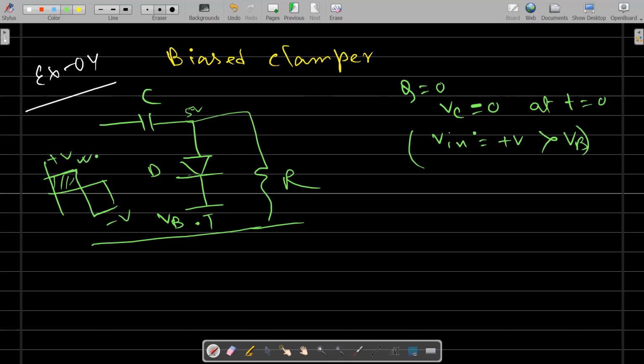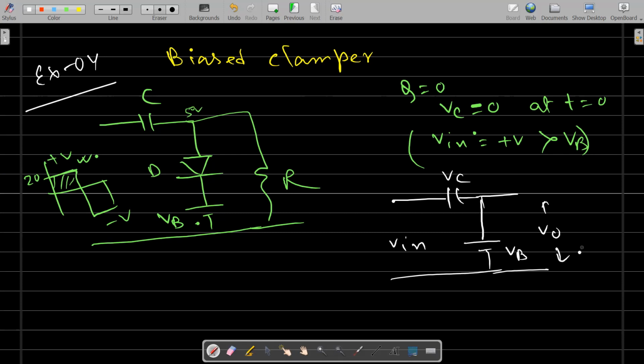Now in the positive cycle, the diode will be on because you are applying 20 volt here. The capacitor behaves like a short circuit initially, and here the voltage is VB, so the diode will behave like a short circuit. Then, in that condition, the equivalent circuit will be like this: voltage across capacitor 0. Once the capacitor is fully charged, the voltage across the capacitor will be VC. Let's see how to calculate this. So this is the equivalent circuit where the diode is shorted and this voltage is VB. This is V in, this is V naught. One thing is clear: V naught will be equal to VB during the positive cycle. So this voltage will appear at the output. V naught, the voltage between this and this, is nothing but VB.